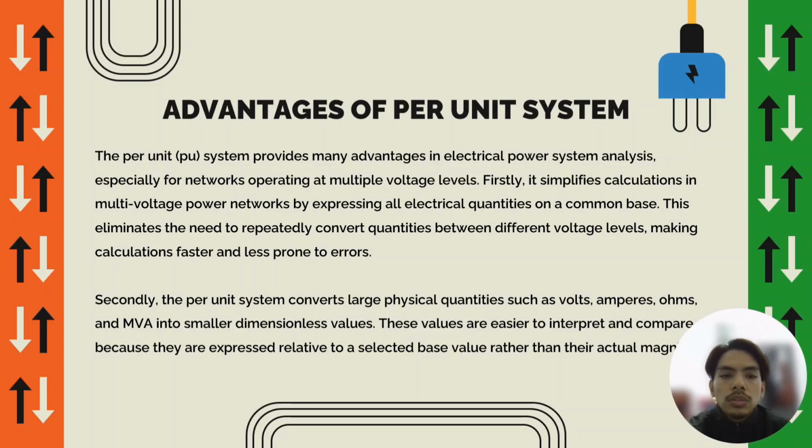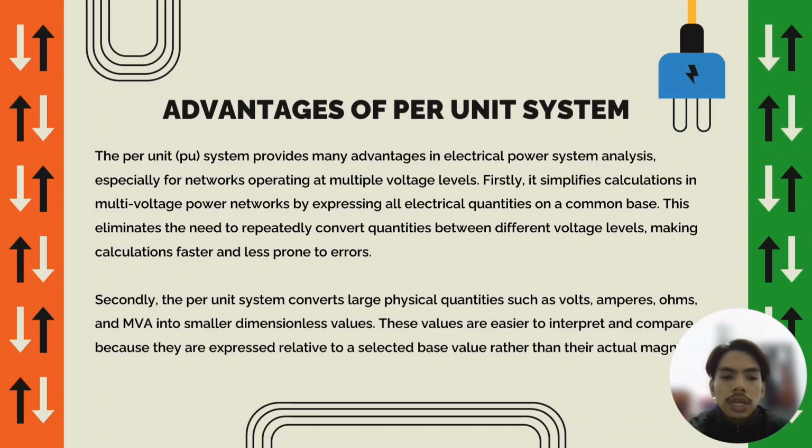The per unit (PU) system provides many advantages in electrical power system analysis, especially for network operation and multi-voltage levels. Firstly, it simplifies calculating the multi-voltage power network by expressing all electrical quantities on a common base. This eliminates the need to repeatedly convert the quantities between different voltage levels, making calculation faster and less prone to error.